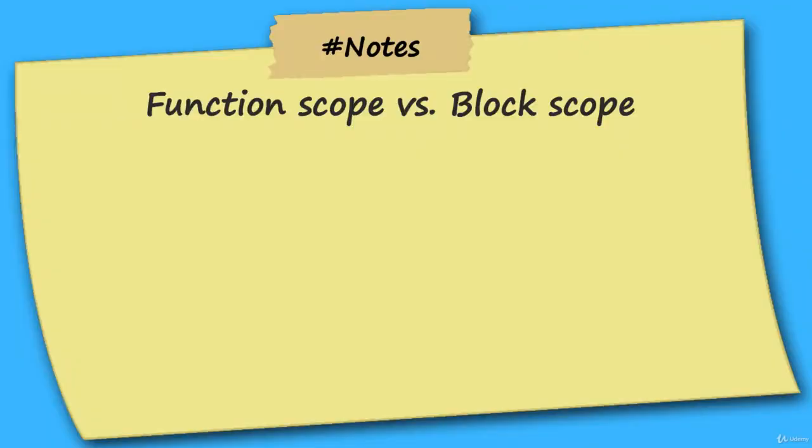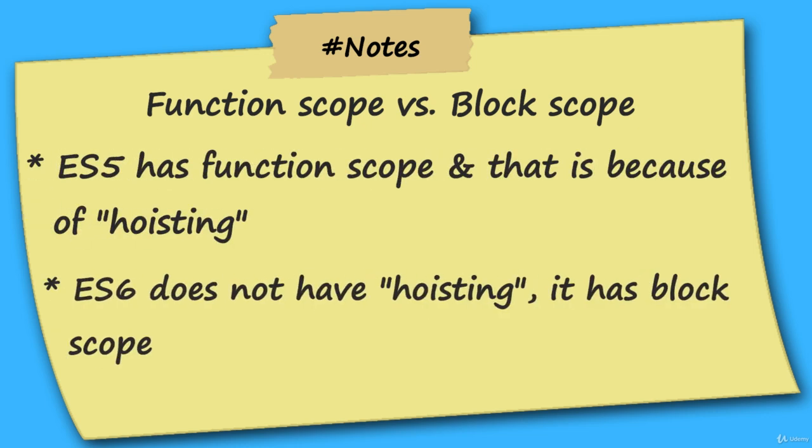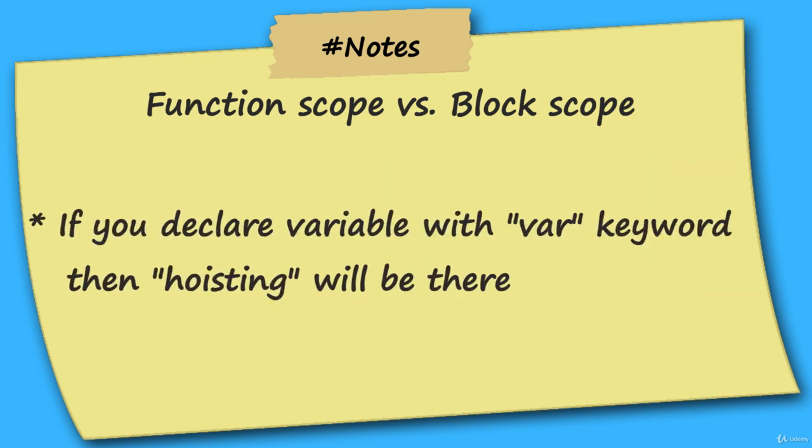Now coming to the discussion of difference between function scope and block scope. ES5 has function scope and that is because of hoisting, but ES6 does not have hoisting. Remember, if you are declaring a variable with var keyword, then hoisting will be there. Let's try to understand the term hoisting and block scope separately. We will begin with hoisting.